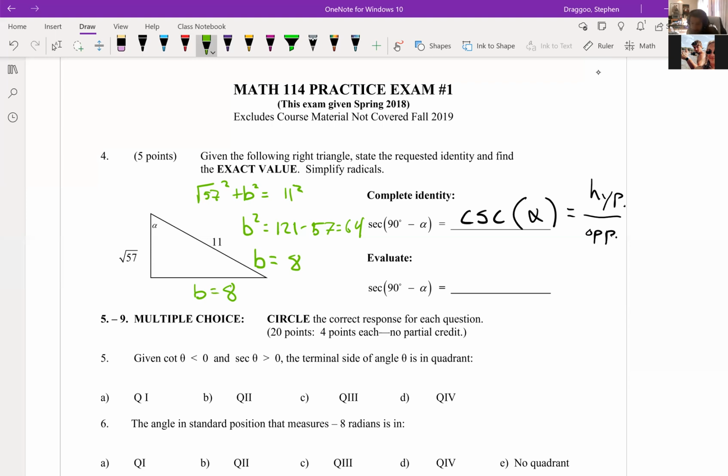Because this is just a triangle, it's not put into the coordinate plane. So all sides are positive, because we're not looking at it as points somewhere in the coordinate plane. We don't need to worry about the plus or minus on that square root of 64, although I don't think I'd mark you down if you put negative 8. So the cosecant then was hypotenuse over opposite, so this thing becomes 11 over 8.